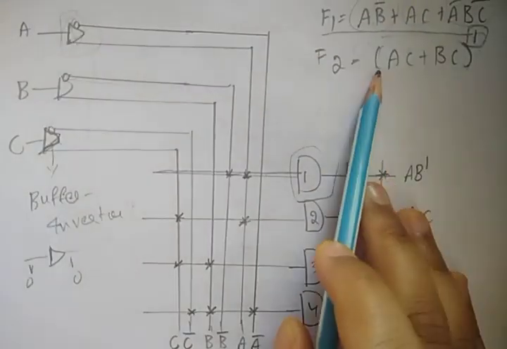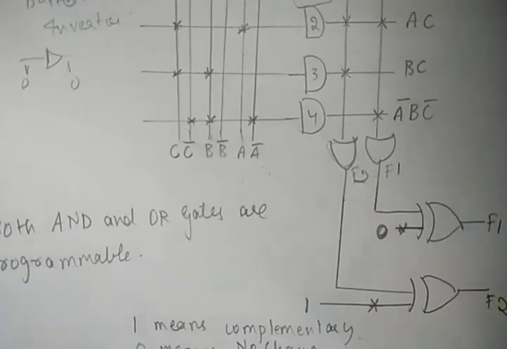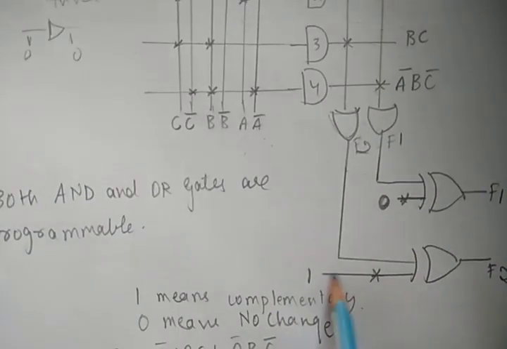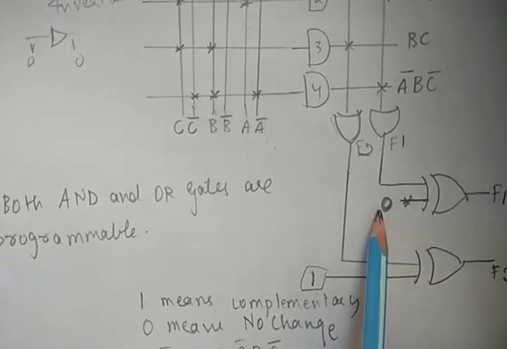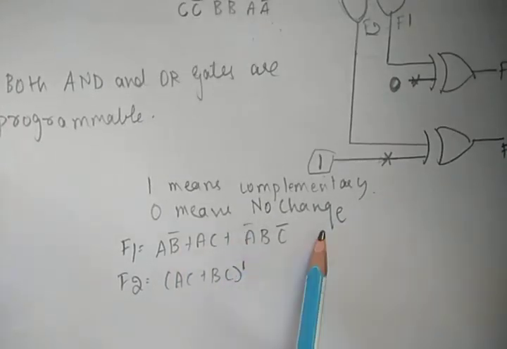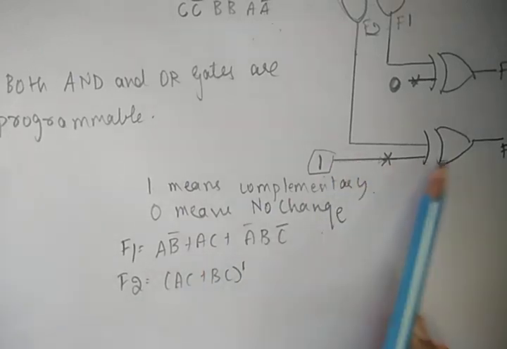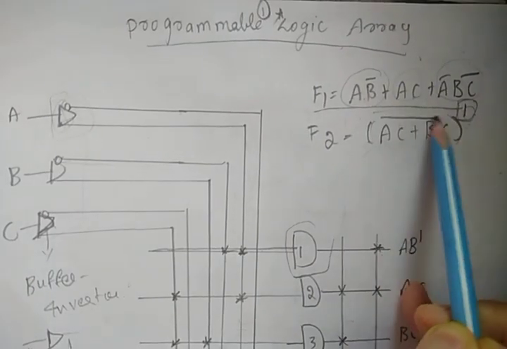Here, which function has a bar for us? F2 has a bar. So since F2 has a bar, I am putting a bar here for F2. Wherever you have complementary, put it as 1. Wherever without complementary, put it as 0. So this is function F1, this is function F2. So 1 means complementary, 0 means no change. If it is 1, then the function is complementary, or it can also be written like this bar.